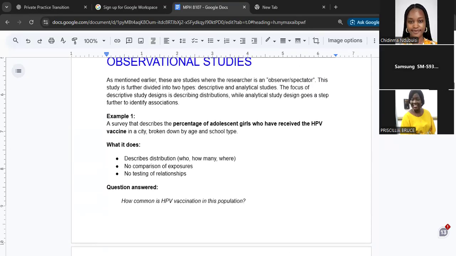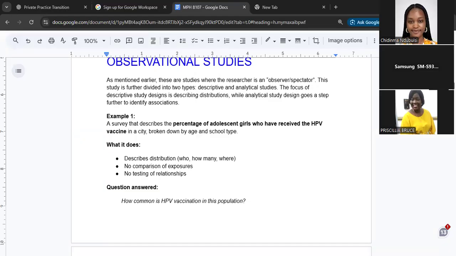So descriptive study design is just a study design that basically describes, as the name implies. Remember in the previous class, I think I mentioned that when we talk about description, it is in terms of place, in terms of person, and in terms of time. When we are talking about description or distribution in epidemiology, we're talking about person, place, and time.